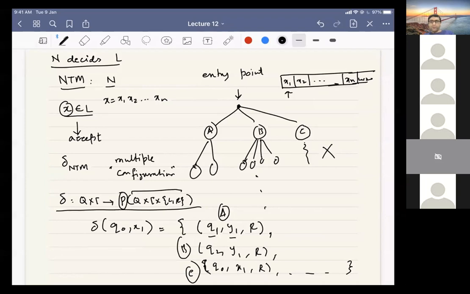Because the transition function is a partial function whenever we talk about non-deterministic machines, it is possible that this transition function is not defined for some particular combination of state and input. So in that case, that branch will die out. And when it dies out, this computation stops. But everything else is being computed at the same time in parallel. So this is basically the tree of computation.